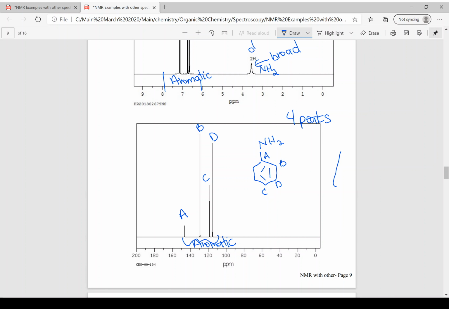Okay, and there is the structure all worked out for that question.